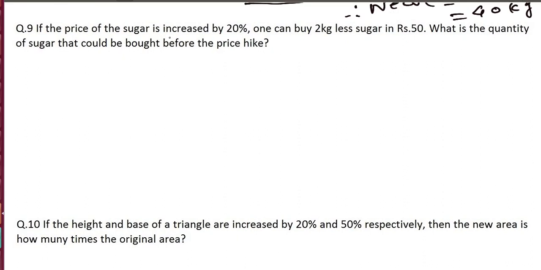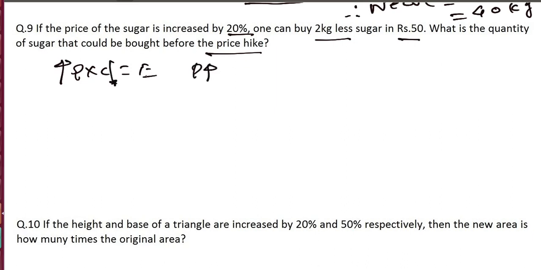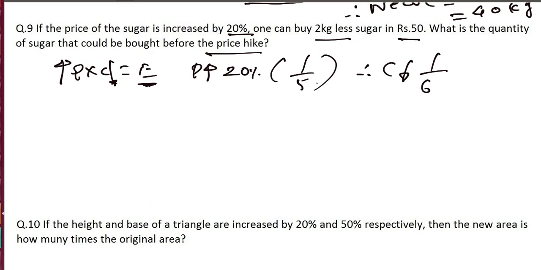Next question, which is based on the same concept. If the price of the sugar is increased by 20%, one can buy 2 kg less sugar for rupees 50. What is the quantity of the sugar that could be bought before price hike? So again, here I can use the product stability concept. So P into C is equal to E. P is increased, so C has to be decreased. In order to keep the expenditure constant, P is increased by 20%, or 1 by 5. Therefore, C has to be decreased by 1 by 6. If one quantity increases by 1 by n, the other quantity decreases by 1 upon n plus 1. So C has to be decreased by 1/6.